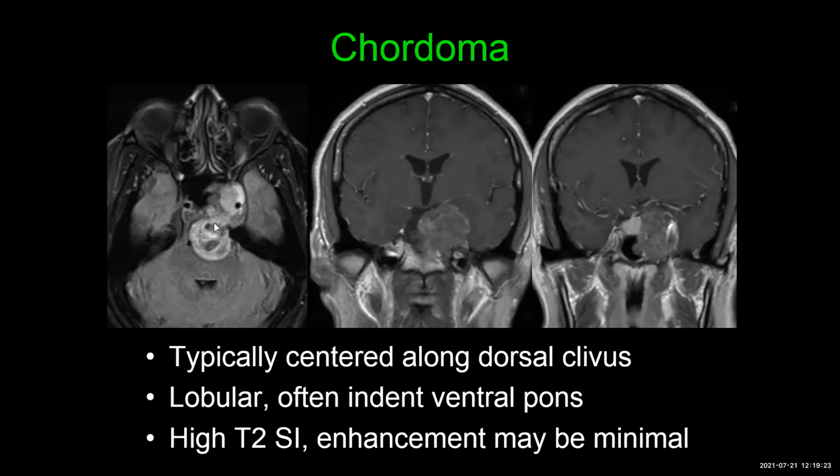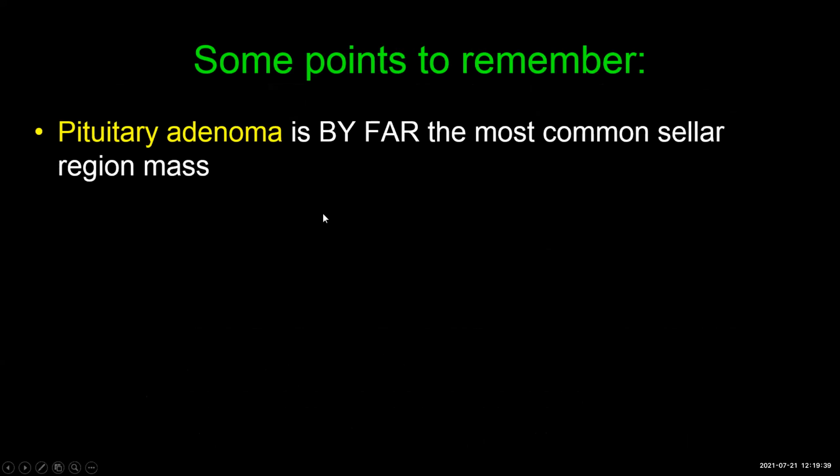And finally, this is a chordoma, a tumor that can arise sort of anywhere around the central skull base. This one is actually growing into the cavernous sinus and into the sella, pushing the normal pituitary gland to the side. Okay, so some points to remember. Pituitary adenoma is by far the most common sellar region mass. So any mass in the sella turcica, above it in the suprasellar system, or lateral to it can certainly be, and most likely is, a pituitary adenoma.